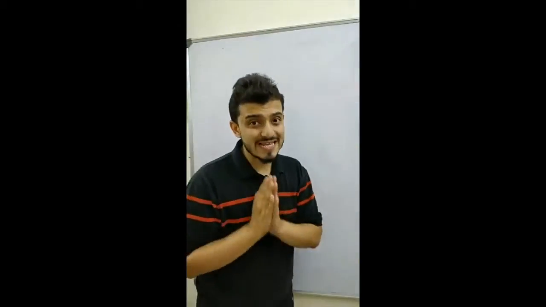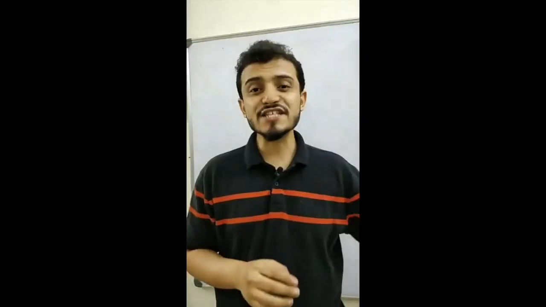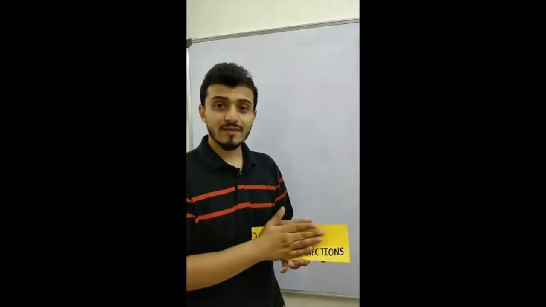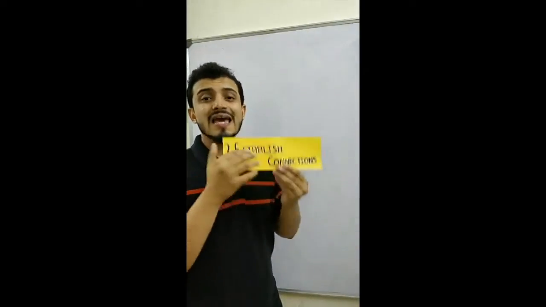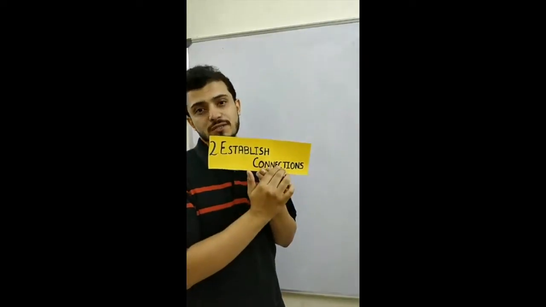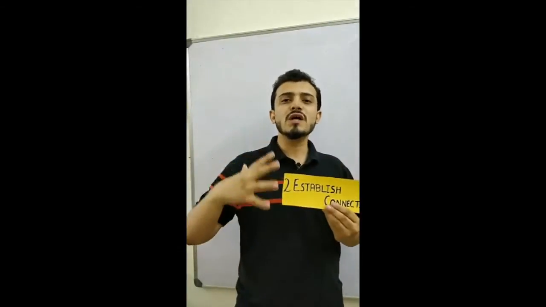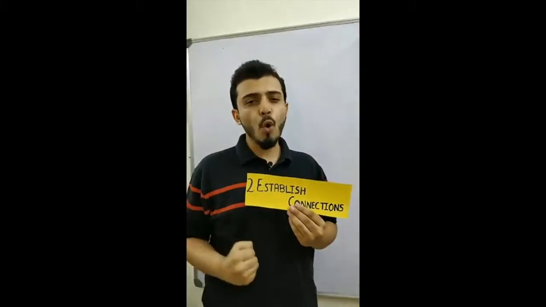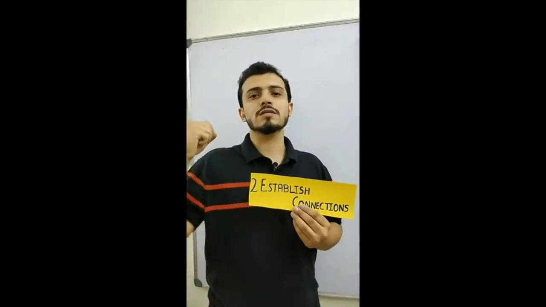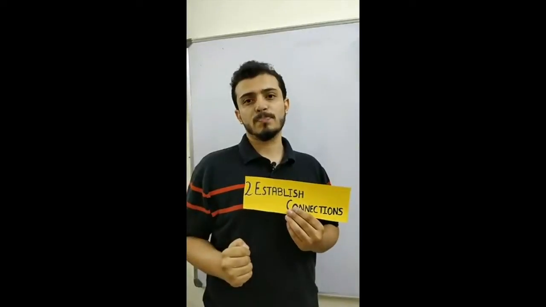Now let's go to the next strategy. The next strategy is very important. Establishing the connection. What I mean over here is you need to start liking that boring, ugly, raw subject, book. That is the main important thing which I'm trying to establish over here.